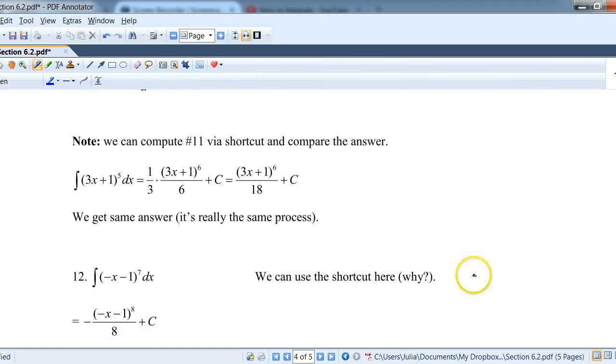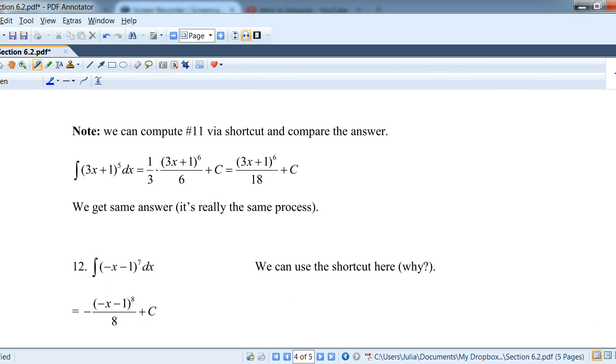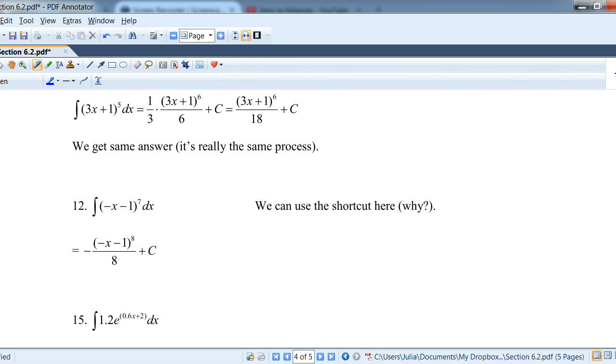And notice how you see some of the similar examples. We've done this one in class. Again, we can do this with a shortcut. What is the derivative of negative x minus 1? It's negative 1. If you remember, dividing by negative 1 is the same thing as multiplying by negative 1. And then you just integrate it, so it becomes (negative x minus 1) to the 8th power over 8 plus a constant. So again, here we just use the shortcut.